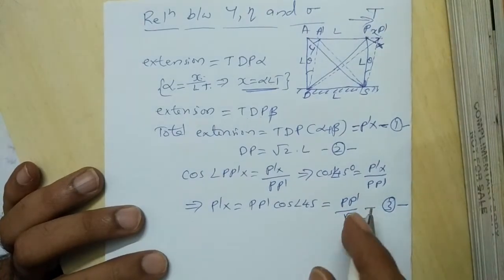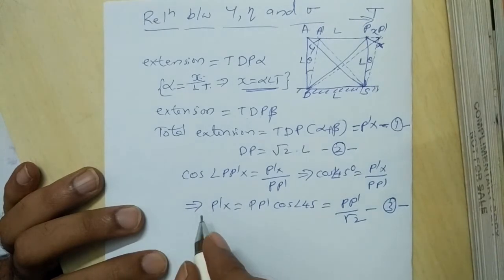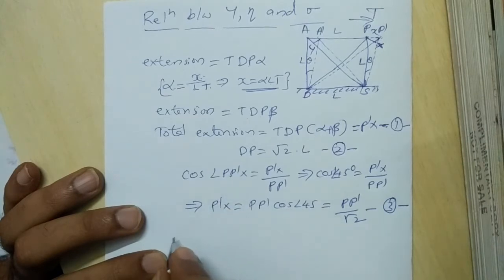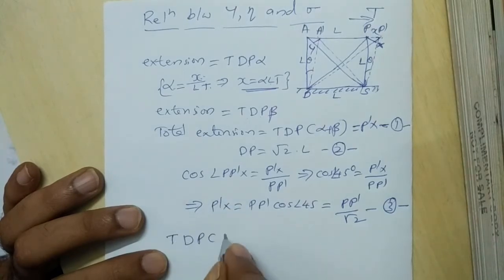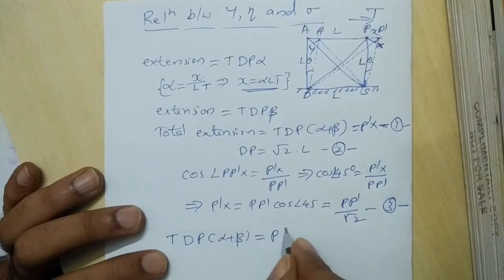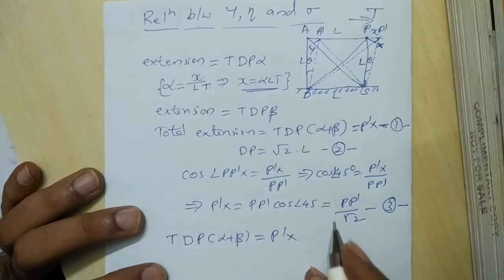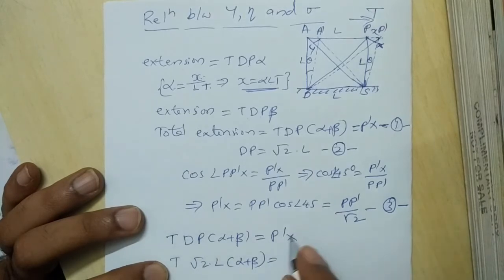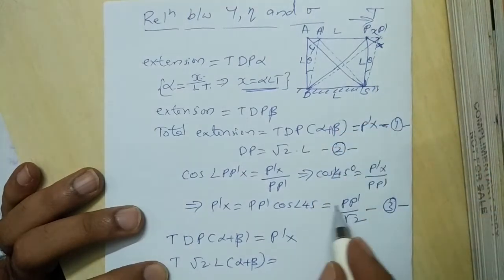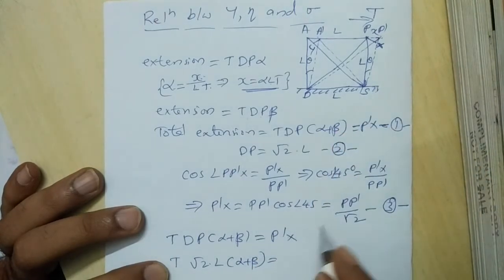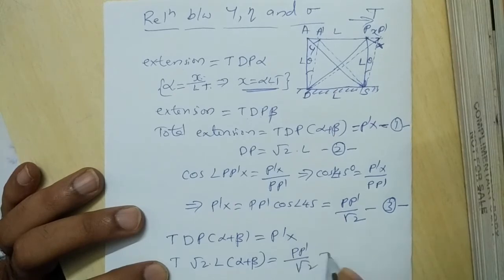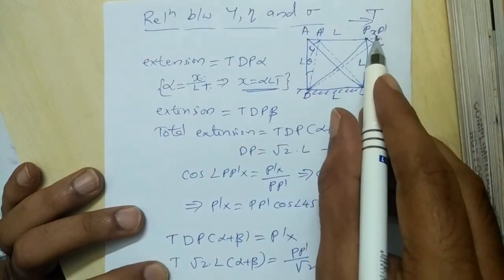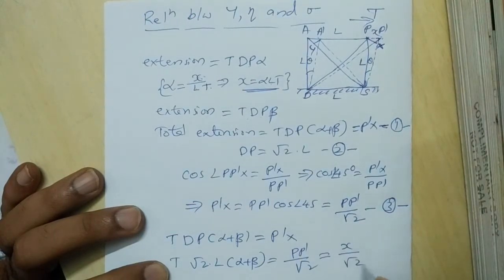Okay, so now we have equations number 1, 2 and 3. So we'll relate the three equations. The extension produced, t into DP into alpha plus beta, is equal to P'X. But DP is root 2 into L, so t into root 2 into L into alpha plus beta is equal to P'X. So what's P'X? From equation number 3, it is PP' by root 2. But what is PP'? That is equal to x. So that is equal to x by root 2.